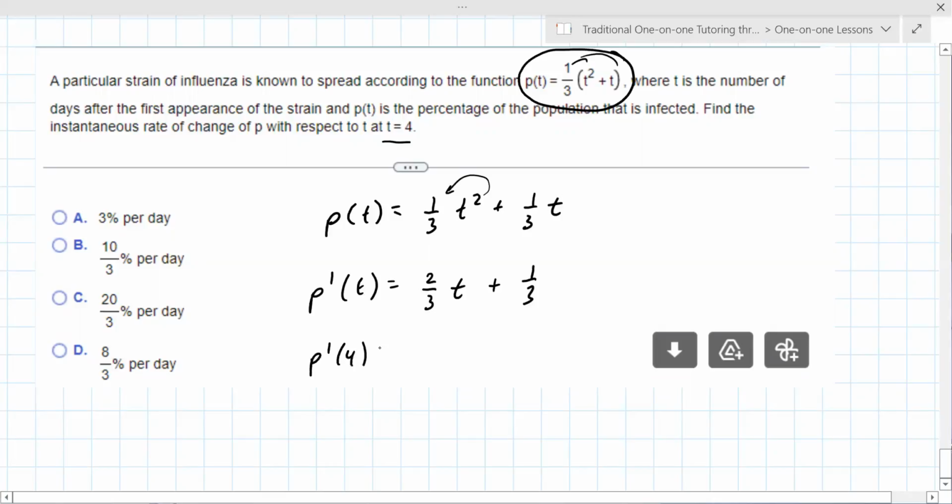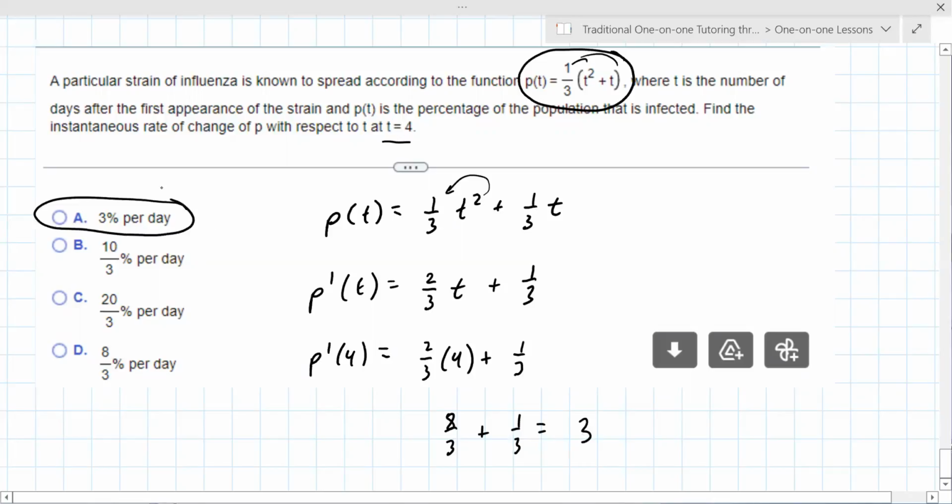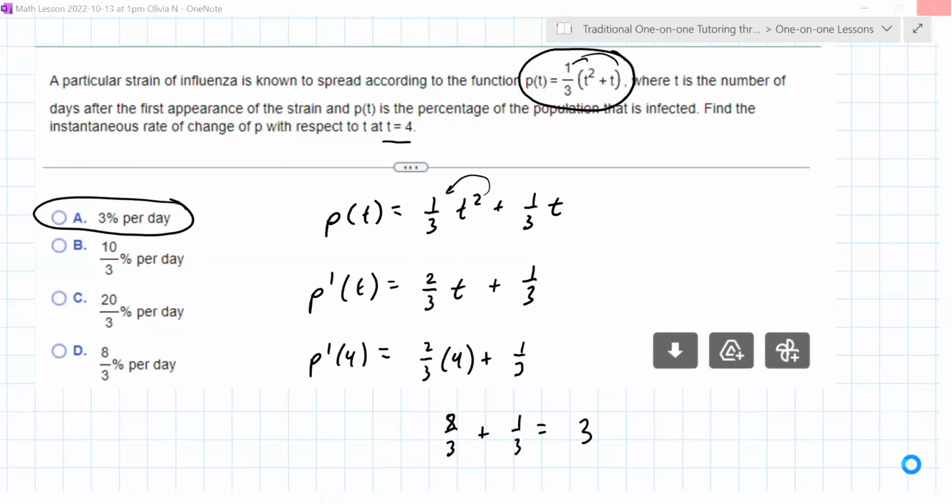And then you evaluate it at 4. So you put 4 in for T. So it's 2/3 times 4 plus 1/3. 8/3 plus 1/3 is 9/3, or 3. Looks like it's 3% per day. Okay. So it's a really complicated way of saying something. It might have been in the section where you actually had to use the definition of the derivative, which is a horrible procedure, but we don't have to do that for this.